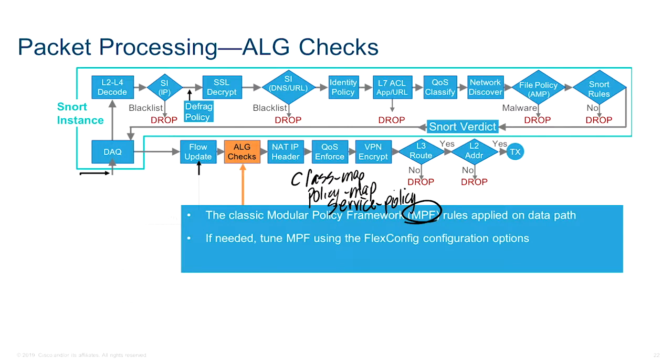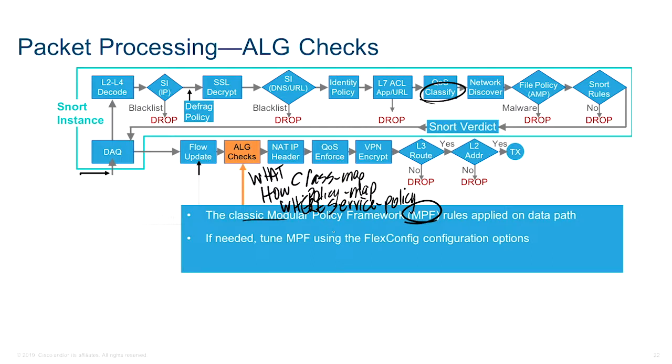Folks, going back to the classic modular policy framework, I always like to explain this as: what traffic am I talking about? That traffic, for example, classification that we mentioned earlier. How do I want to treat that traffic? Again, with our policy map. And then where do I want to apply it with our service policy?